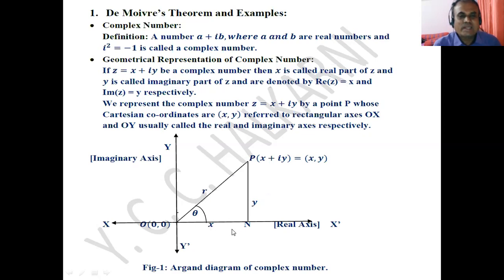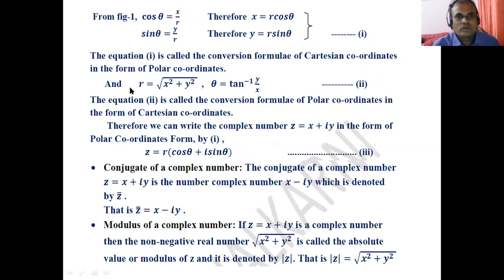Okay, this is the y value, the opposite side over the adjacent side. So tan theta equal to y upon x, and therefore theta equal to tan inverse of y upon x. Okay, now this is the relation: r equal to root x square plus y square, and theta equal to tan inverse y by x. So this is the conversion formula. The second equation is called the conversion formula of polar coordinates r and theta in the form of Cartesian coordinates x and y.